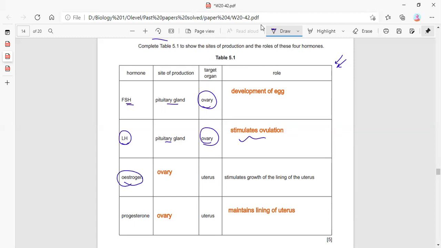Estrogen is produced from the ovary. Both estrogen and progesterone are produced from the ovary and they affect the uterus. Estrogen builds up the lining of the uterus, while progesterone maintains the lining of the uterus thick. It keeps it as it is, so it stays thick.